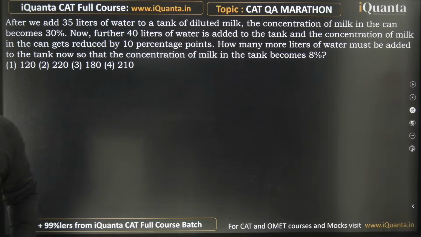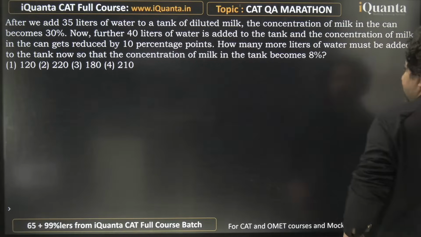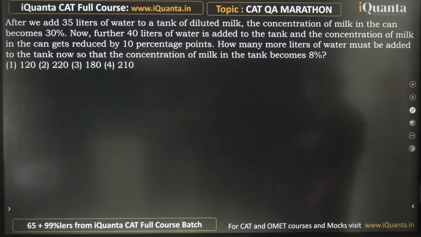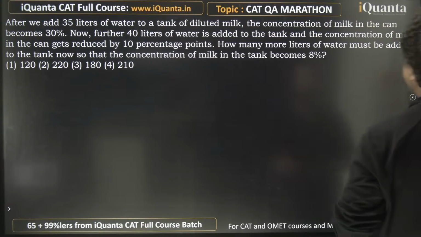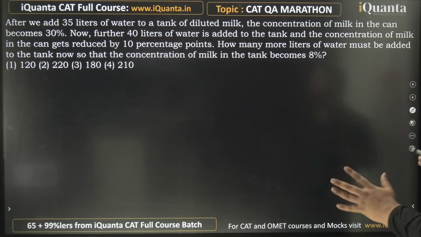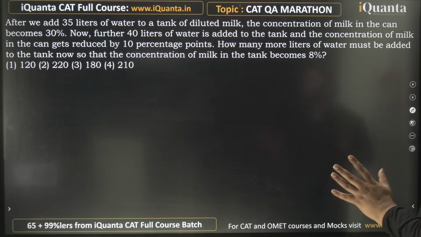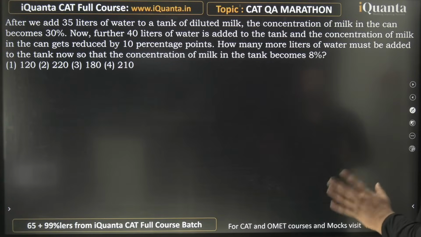Okay, so what can we use over here? We can use alligation, right? We can use alligation, yes or no? After we add 35 liters of water to a tank of diluted milk, the concentration of milk in the can becomes 30%. ठीक है.